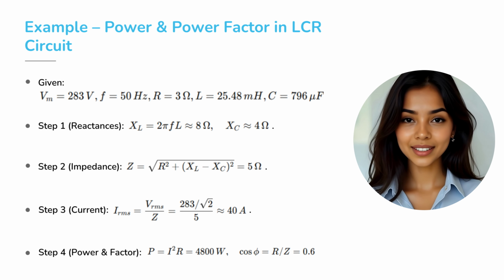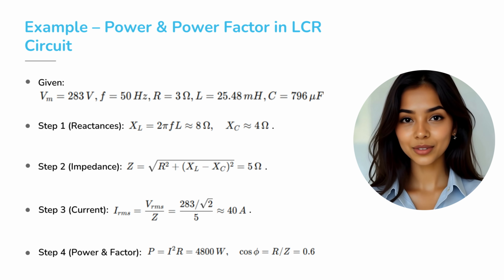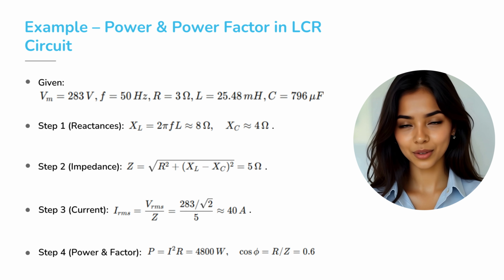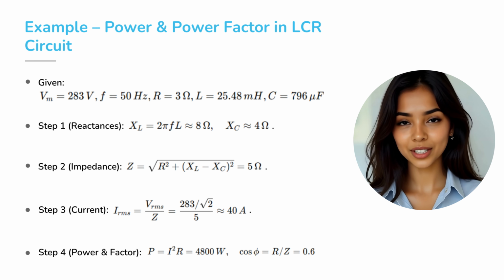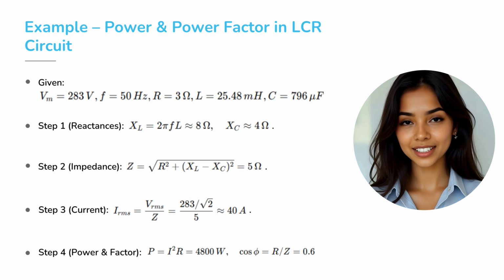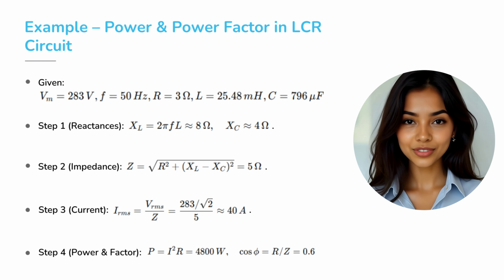Hello everyone! Let's take a practical example to connect theory with calculation. Imagine we are given an AC source with peak voltage 283 volts, frequency 50 Hz, resistance 3 ohms, inductance 25.48 millihenry, and capacitance 796 microfarad.